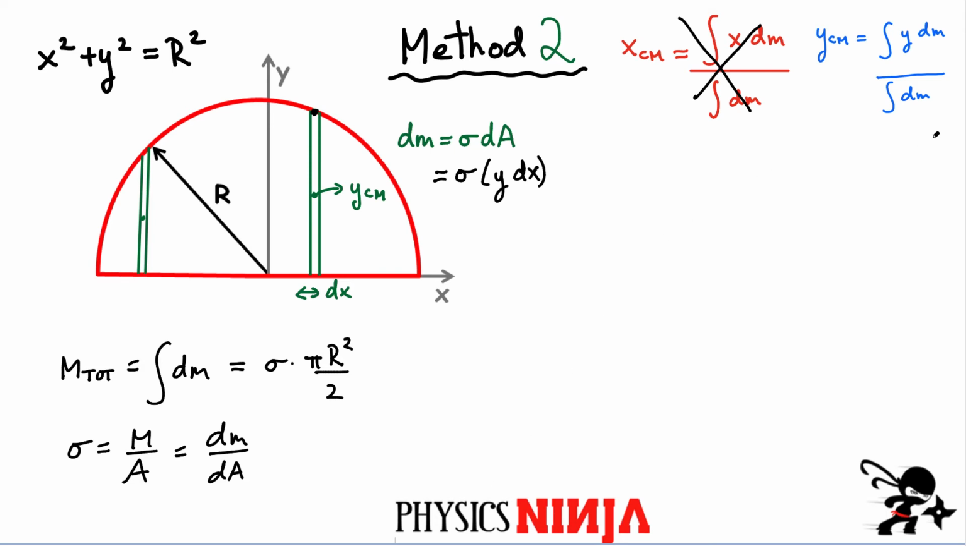So now we have to go ahead and substitute things in our equation over here. The denominator is the exact same as before. That hasn't changed because I'm adding up all these slices, and at the end it's simply the total mass of this semicircle.